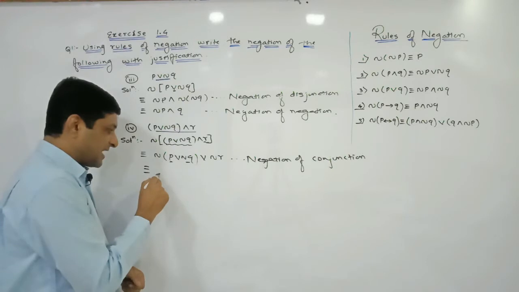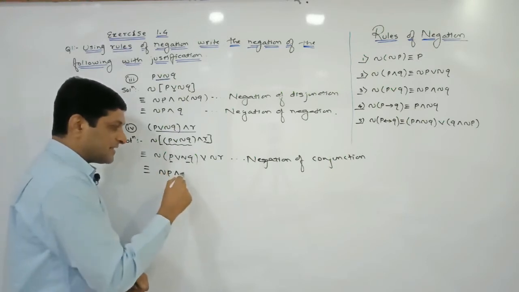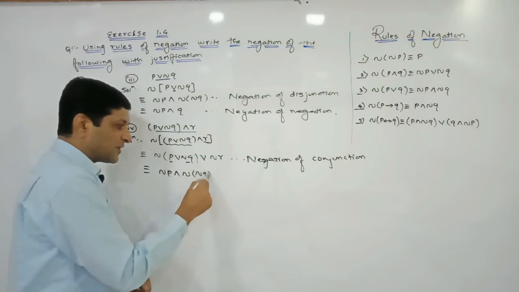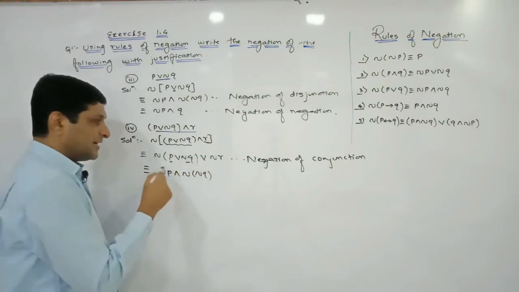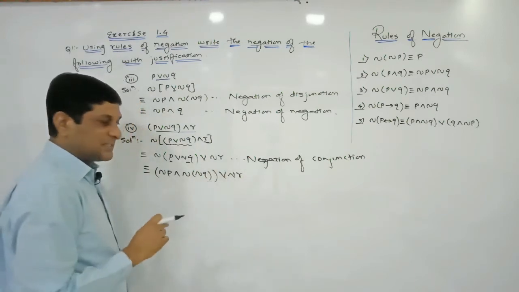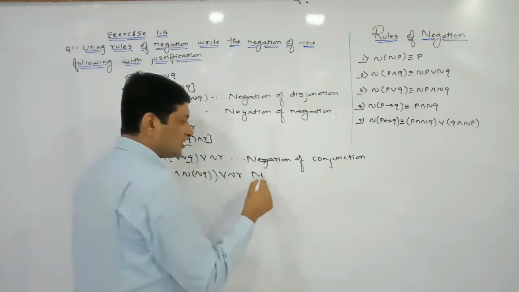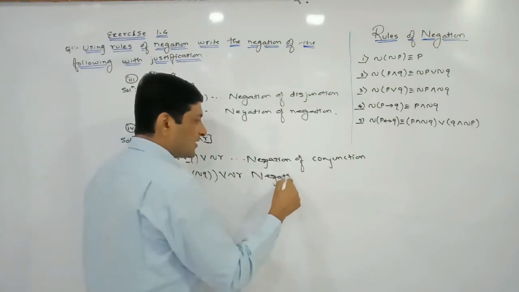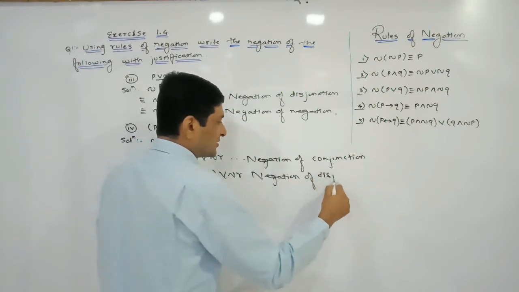So first letter I am replacing by its negation, and "or" will get replaced by "and". Second letter also replace it by its negation. What is the second letter? Negation Q. I am replacing it by its negation. And here "or" negation R, keep it as it is. Here we have applied negation on "or". Negation on "or" is called as what? Disjunction, means we are finding negation of disjunction.